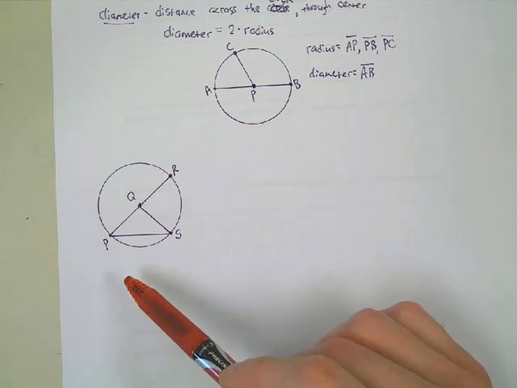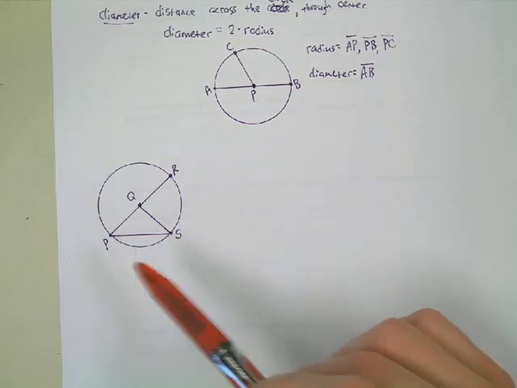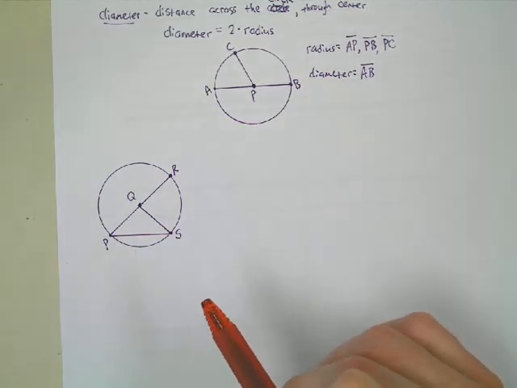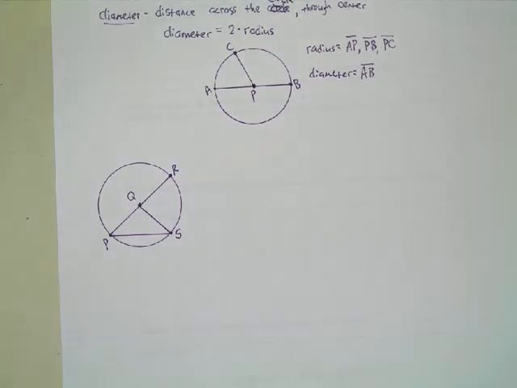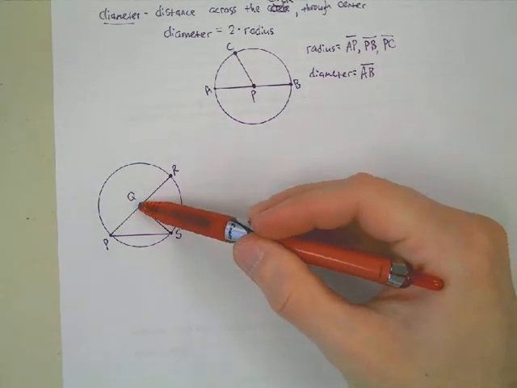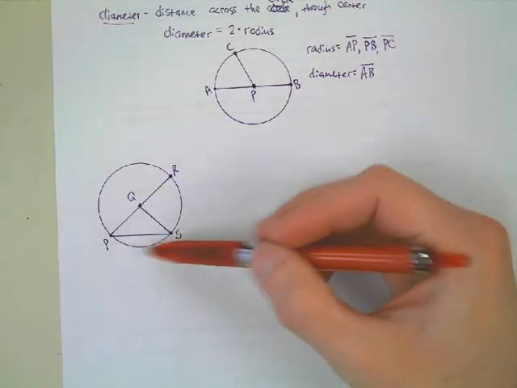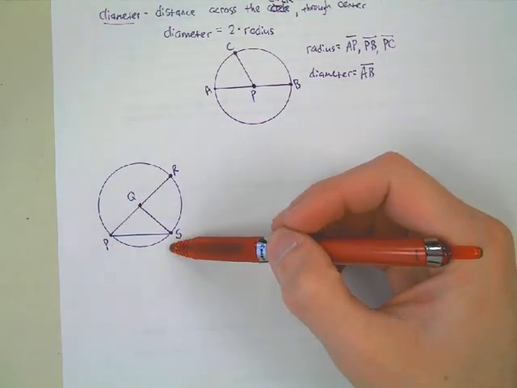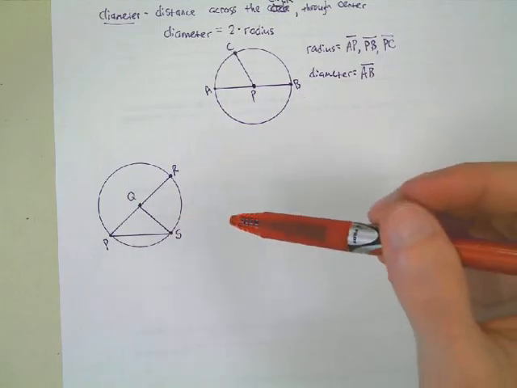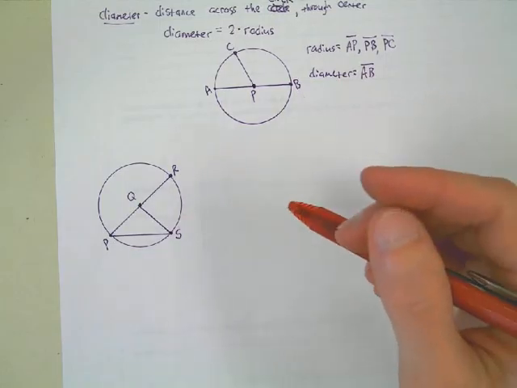Yeah, so is PS a radius? No. Okay, so why is PS not a radius? Because it does not include the center point here. The radius is always measured from the center to the edge of the circle. So PS, P and S are both not the center, so it can't be a radius. Could it be a diameter? No. Why can't it be a diameter? It doesn't go through the center of the circle.